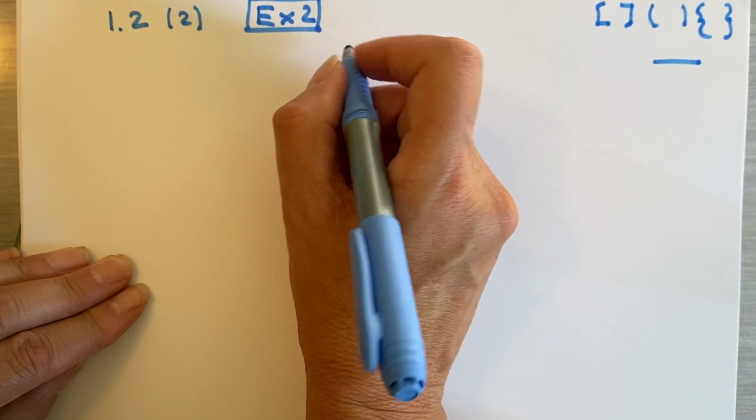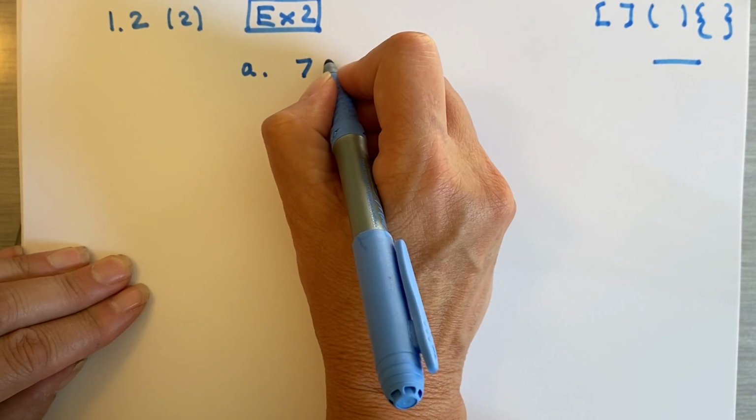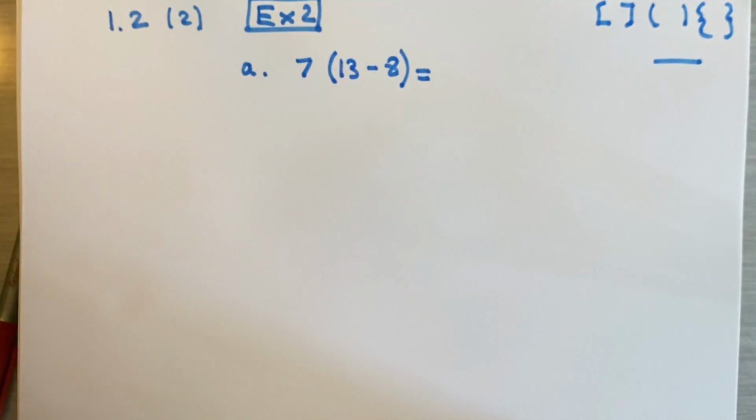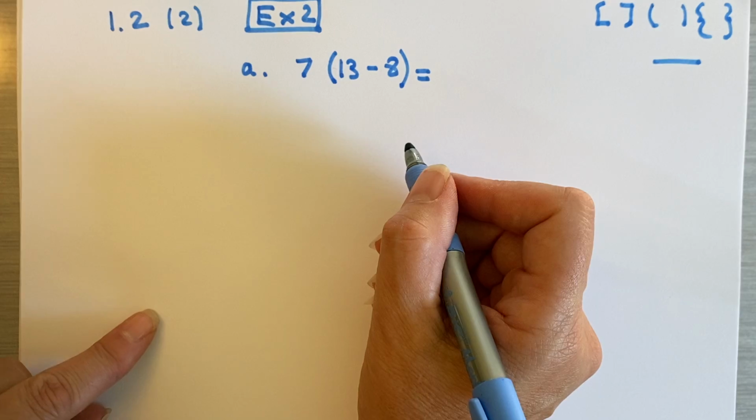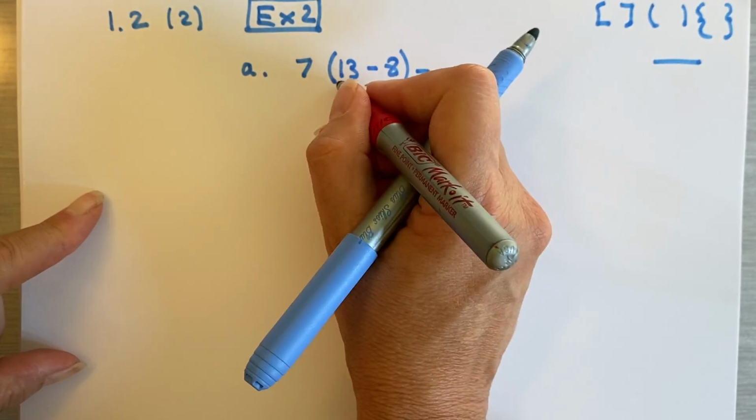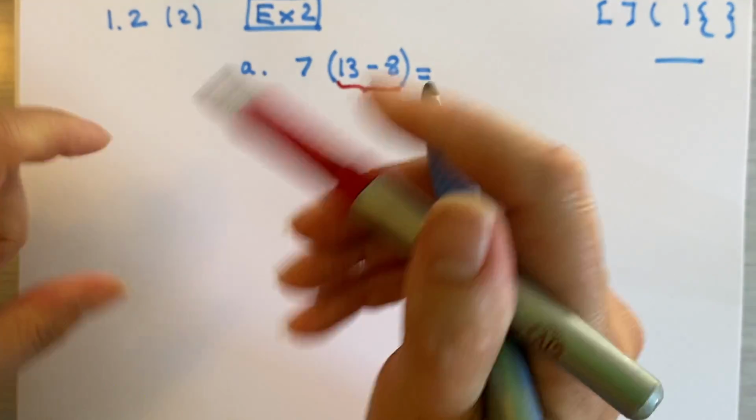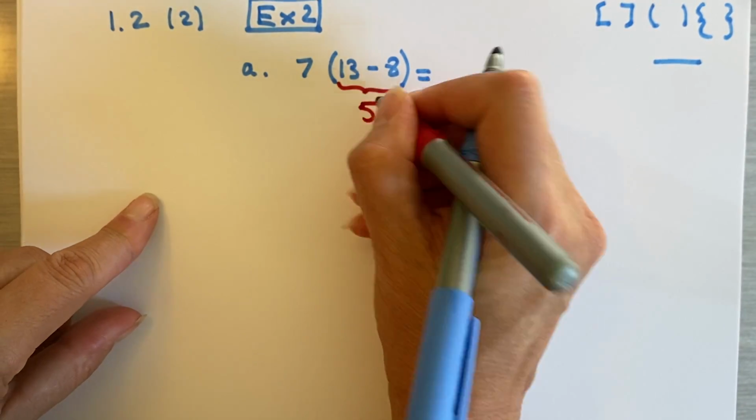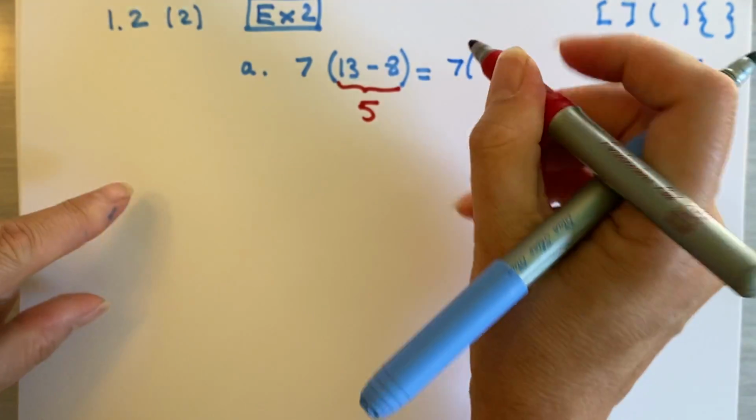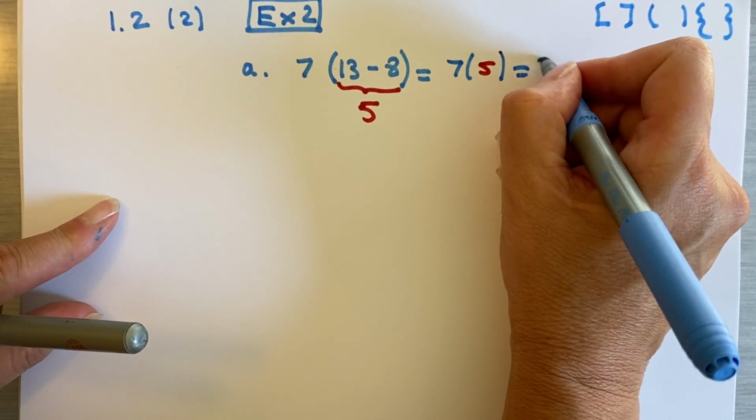So starting with A of example 2, we have a very simple problem: 7 times (13 minus 8). What do we do in this situation? Well, you always start with the innermost parentheses, which here is easy because there's only the one. Before you can multiply by 7, you want to calculate what's in here. And this gives you a value of 5. So you're left with 7 times 5, which is 35.